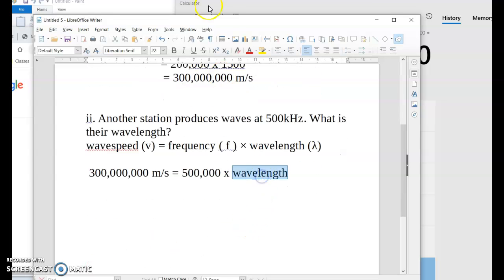Now we have to make the wavelength the subject of the formula. So what's going to happen? We have to take this to the other side. So the wavelength is equal to, what are you going to take to the other side? You're going to take the 500,000. So you're going to take 300 million divided by 500,000, because the times became a division when it went to the other side, is equal to the wavelength. Now let's work it out. The answer is 600 meters. So that's the wavelength.